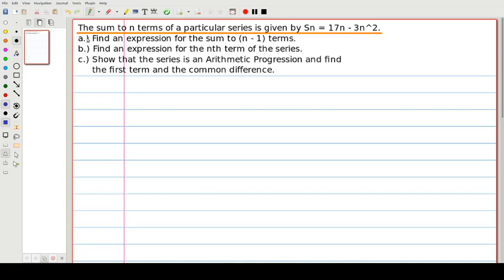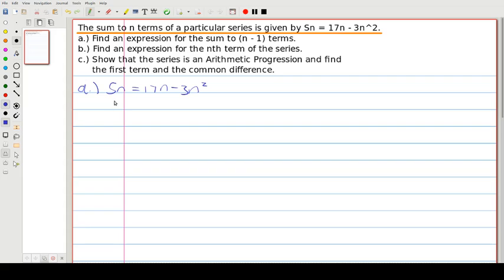So let's read the question. The sum to n terms of a particular series is given by Sn equals 17n minus 3n squared. Now question A asks us to find an expression for the sum to n minus 1 terms. Alright, so for question A, we know that the sum to n terms is given 17n minus 3n squared. Now we want the sum to n minus 1 terms.